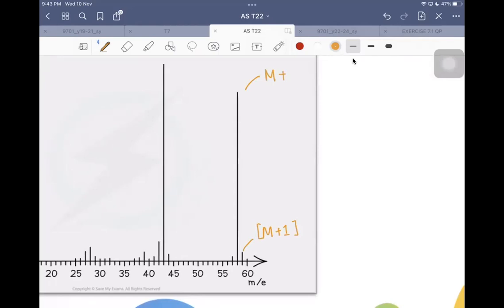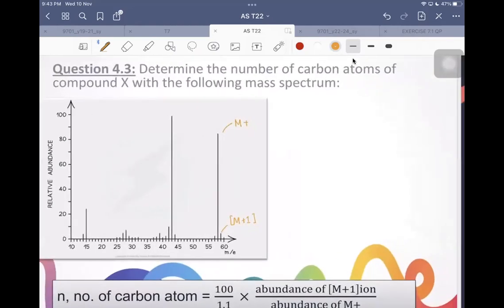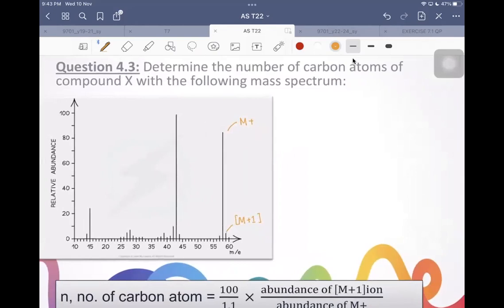So my guess is carbon-13 is present. Whenever you see a difference of 1 unit between the molecular ion and the M+1, that should give you a hint that carbon-13 is present. Okay, determine the number of carbon atoms of compound X with the following mass spectrum.